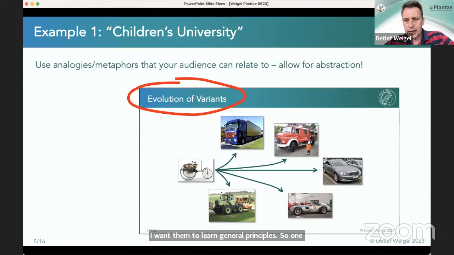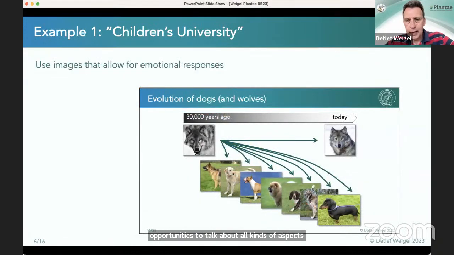So one of the things that I came up with many years ago, inspired by visiting a local museum from the Mercedes-Benz factory on the history of automobiles, is that I use automobiles to bring home this idea of how different variants evolve from a common ancestor, and how this common ancestor could look very different. And you can easily imagine how this provides many opportunities to talk about all kinds of aspects of evolution.